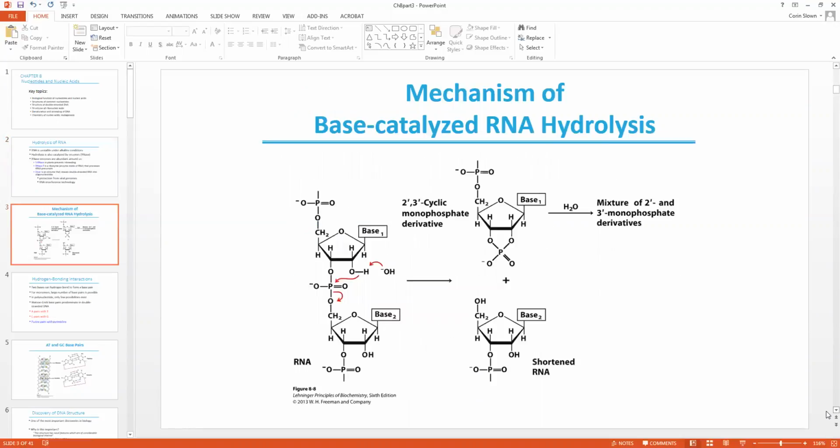If you look at the mechanism of base-catalyzed RNA hydrolysis, what you actually see is the abstraction of a proton, then the attack of the electrons from that bond onto a phosphate. You see the cyclic formation of the phosphate, and then this shortened RNA.